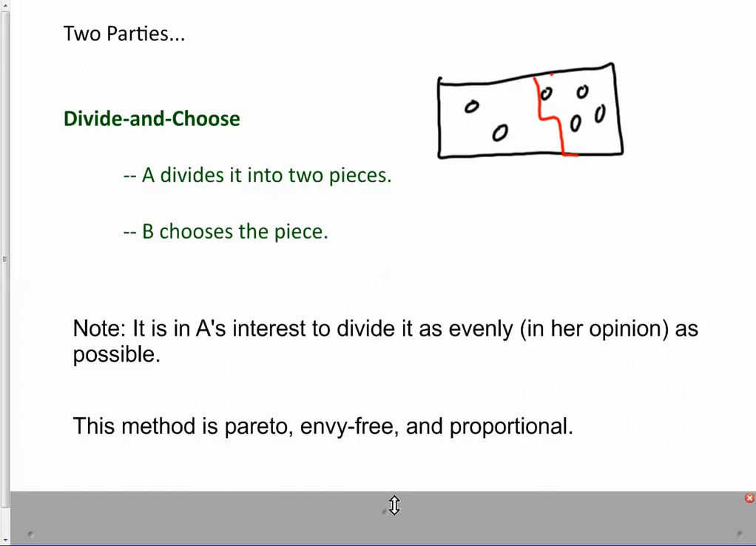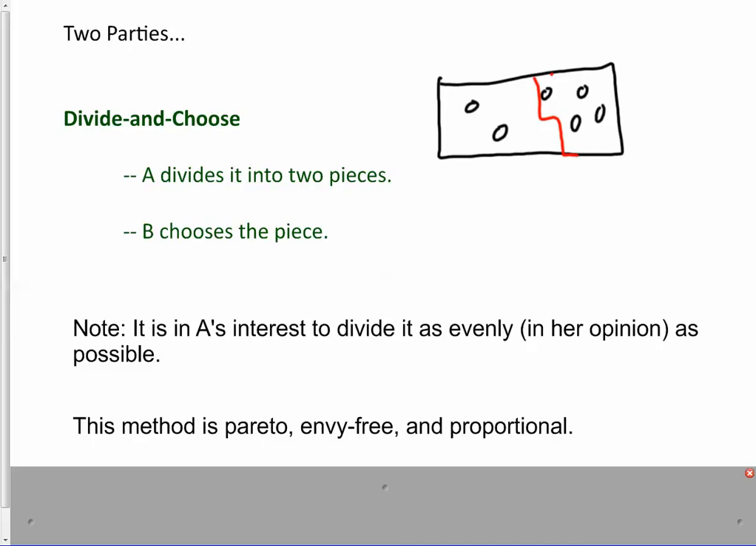All right, so that's the idea of divide and choose. Again, I want to emphasize that this only works when you have two parties that are dividing something up. And you want to remember that it's Pareto, envy-free, and proportional. Okay, so we want to bring in a method that works for 3 people or more, and so in the next video we will look at that.